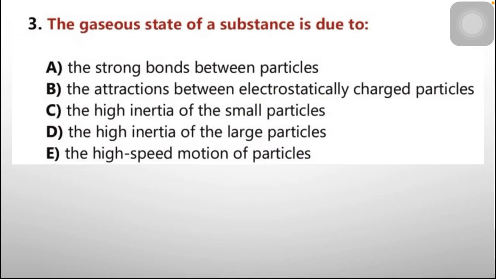The gaseous state of a substance is due to: A. The strong bonds between particles. B. The attractions between electrostatically charged particles. C. The higher inertia of the small particles. D. The high inertia of the large particles. E. The high speed motion of particles.